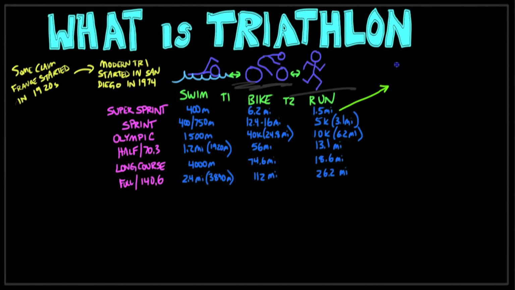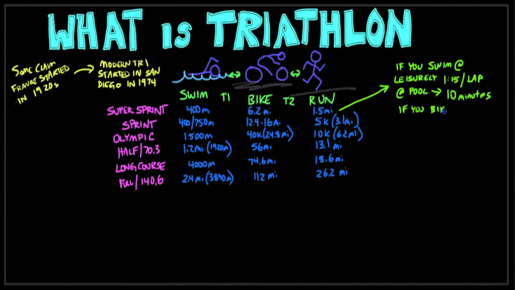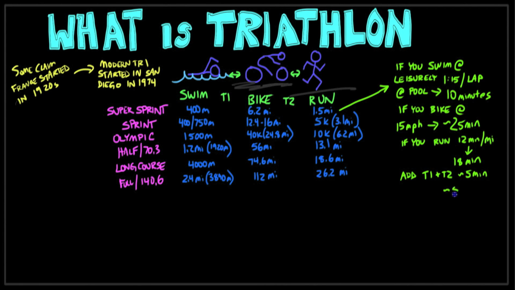Okay, let's take a look at the super sprint. If you swim fairly slowly, let's say 1 minute 15 for every lap of the pool, it's going to take you about 10 minutes to get through the swim. And let's say you bike at 15 miles an hour, which is respectable, not fast, but it's still going to take you about 25 minutes. Then if you run a 12-minute mile, which is a good starter speed, it takes you 18 minutes. Add transition in there, about 5 minutes, and it's almost an hour.